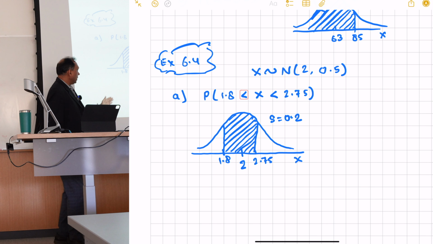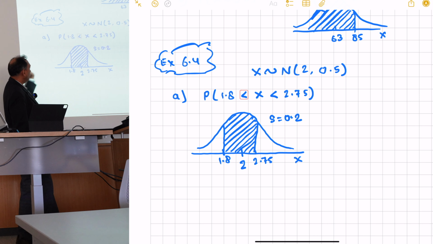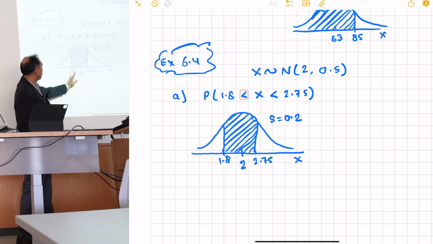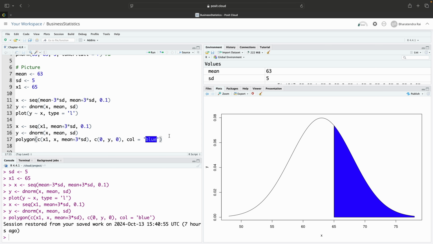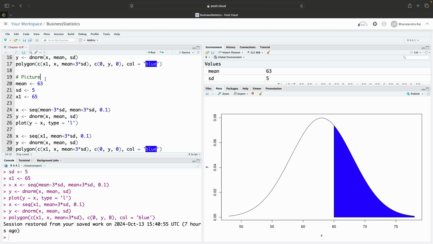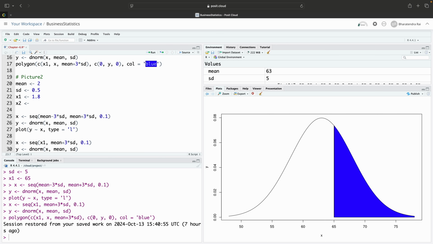So what we'll do here is find the area to the left of 2.75 first, all the way, like it will include this also, and then you subtract from that the area to the left of 1.8, so that we are left with the area in the middle. So to create a picture, let me copy this. I'll call this picture 2. So mean is 2, standard deviation 0.5, and now we have two values. So let's put the lower value first. Upper value is 2.75.